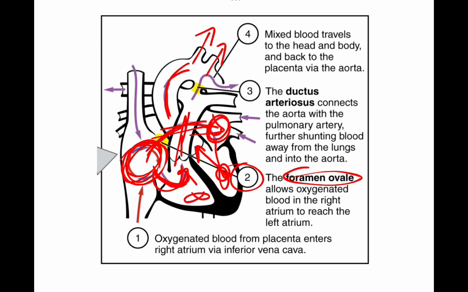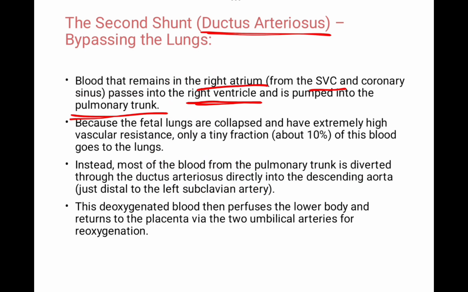As you can see here, this is our pulmonary trunk, pumped into the pulmonary trunk to go into the right and left lungs, right? Good. Now as it's pumped into the pulmonary trunk, because the fetal lungs are collapsed and have extremely high vascular resistance, only a tiny fraction, about 10% of this blood goes to the lungs. Instead, most of the blood from the pulmonary trunk is diverted through the ductus arteriosus.